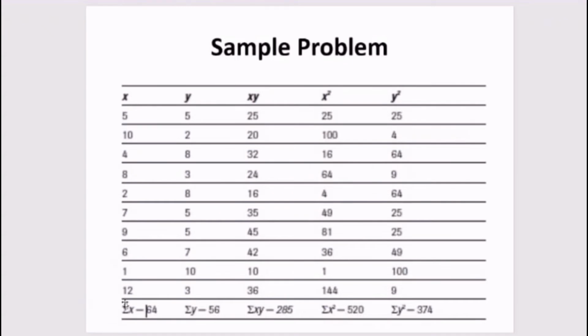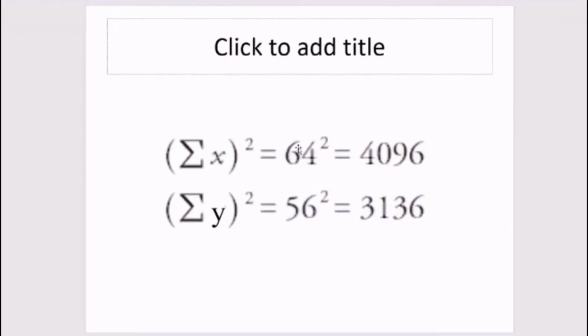Now we have values of all the x and all the y here. So sigma x is 64, sigma y is 56, meaning that's the total of all the x and the total of all the y. Hence we have 64 squared because 64 is the total of all x, and 56 squared, because 56 is the total of all y. So the value for sigma x quantity squared is 4096. The value for sigma y quantity squared is 3136. Okay, nakuha ninyo? Yes, sir.